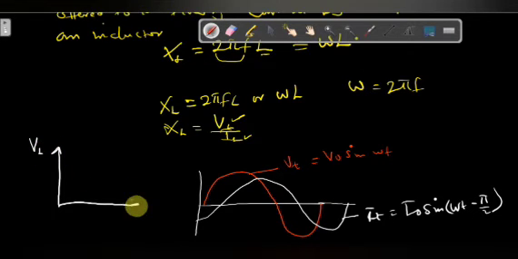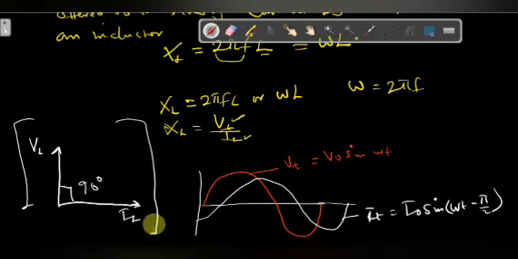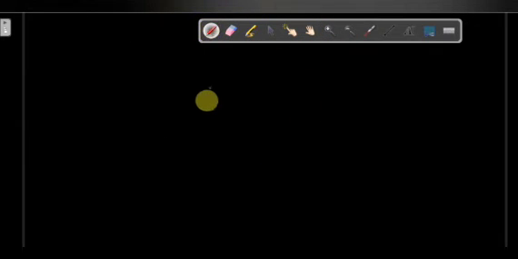So we have the VL on this side and the IL on this side. So you can see that they are 90 degrees out of phase. So this is the phasor diagram. The phasor diagram is a vector diagram that represents the magnitude and direction of the current and voltage. So let us look at a capacitive circuit.